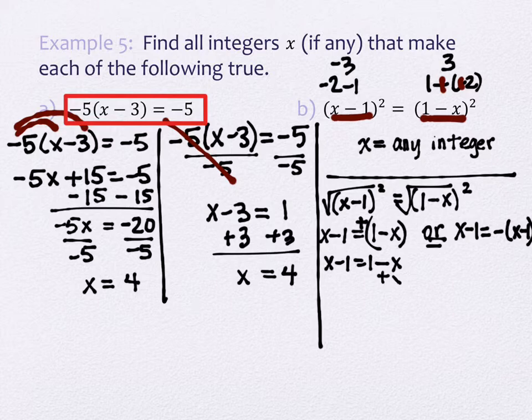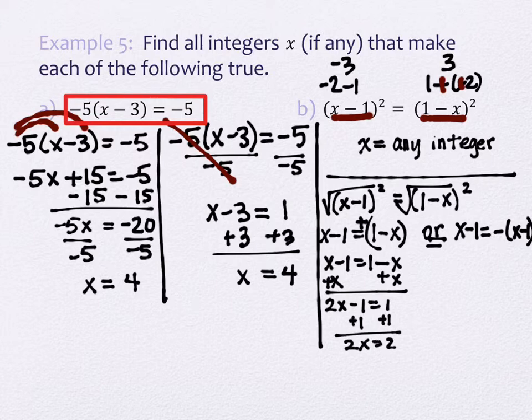Okay? So on this one, we have x minus 1 equals 1 minus x. And if I add an x, right, I have 2x minus 1 equals 1. And I add a 1, then here I get 2x is equal to 2, and x would then be 1. So in one direction, I get x equal 1. That's fine. X equal 1 is a perfectly fine solution.